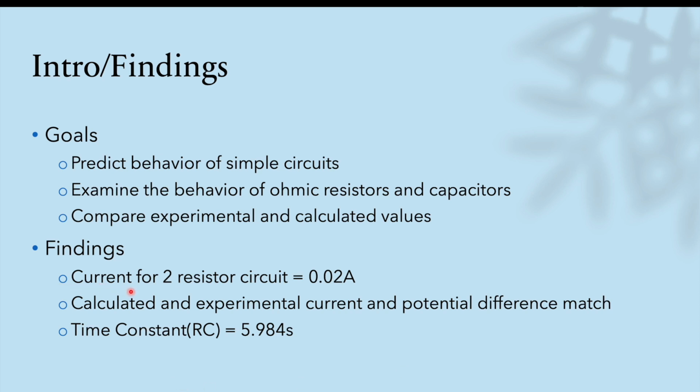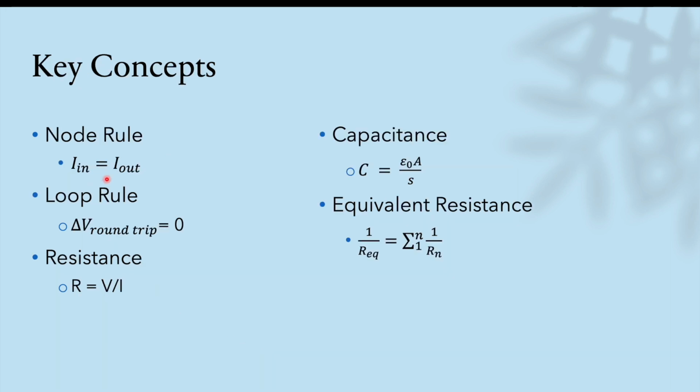We found that the current for a two resistor circuit was about 0.02 amps, and that the calculated and experimental currents and potential differences did match very consistently, and our RC time constant was 5.984 seconds.